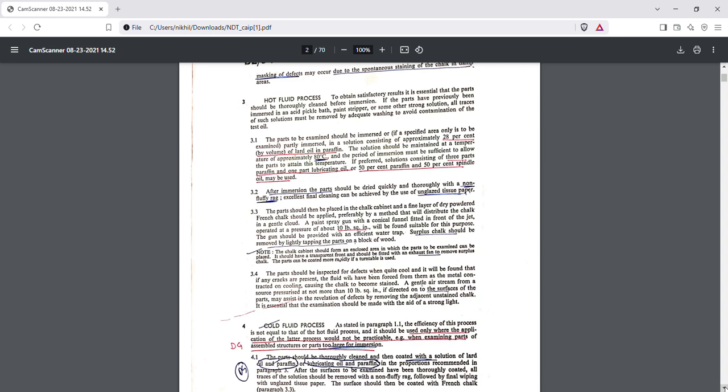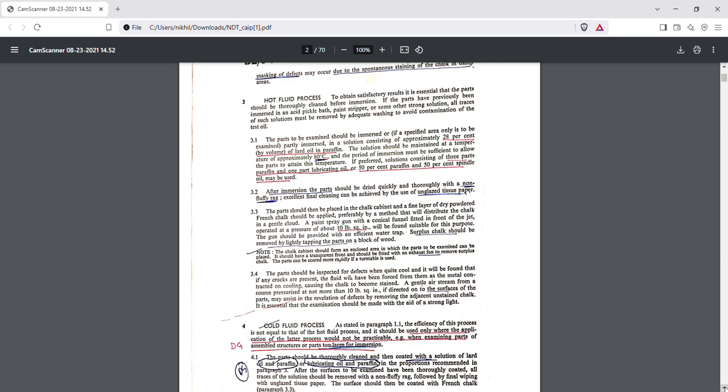Excellent final cleaning can be achieved by the use of ungrazed tissue papers. Further, the parts should be placed in the chalk cabinet and a fine layer of dry powdered French chalk should be applied, preferably by a method that will distribute the chalk in a gentle cloud.